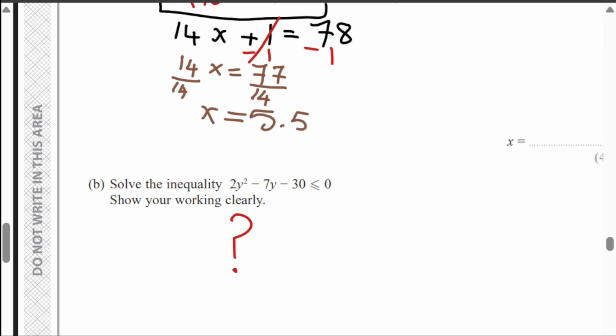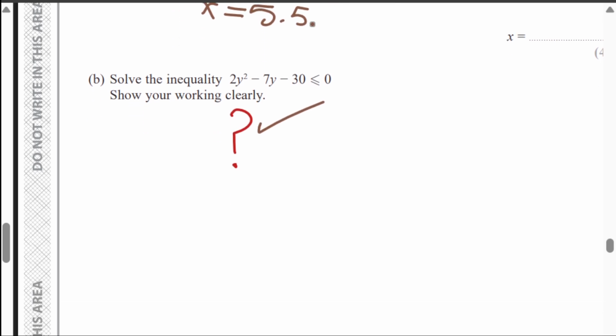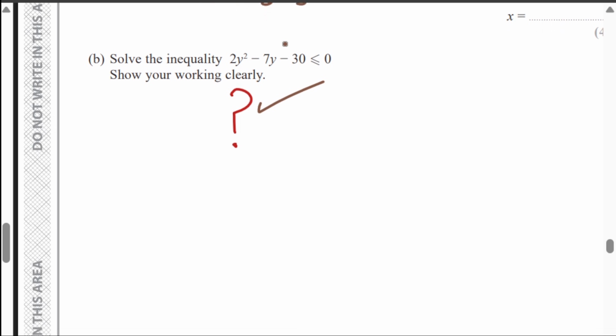How was this question? Was it easy? Now it's your turn. Try this inequality.